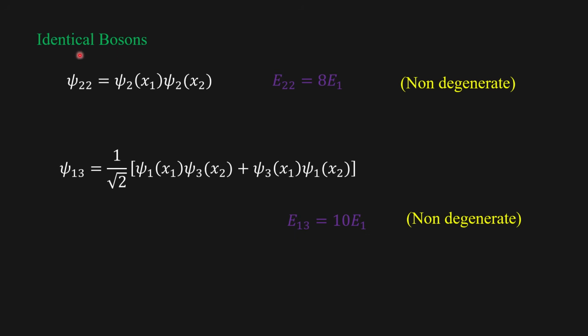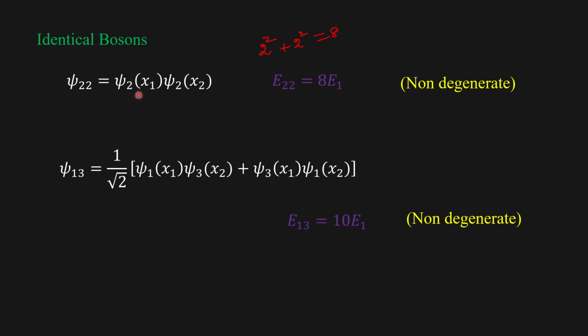Now, what about the identical boson? So, first excited state is psi 2 2, which is equal to psi 2 x1, psi 2 x2. The bosons are identical, you cannot distinguish between them. So, here the energy level is 2 squared plus 2 squared, which is equal to 8, 8 times E1. E22 is 8 times E1.